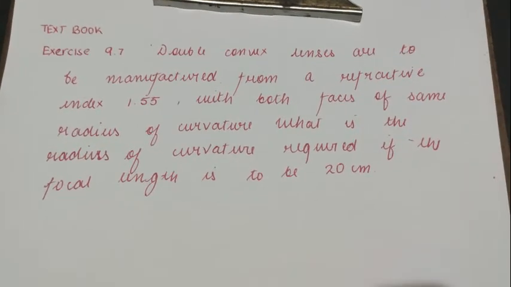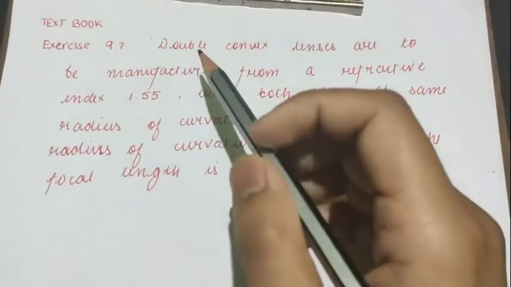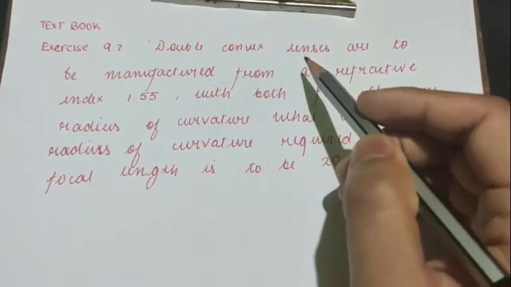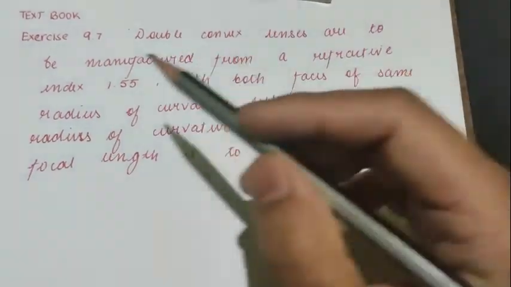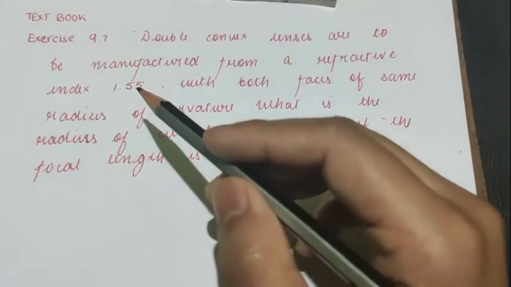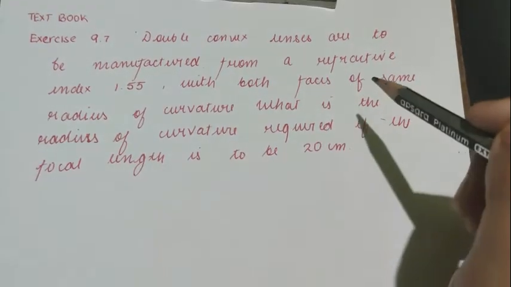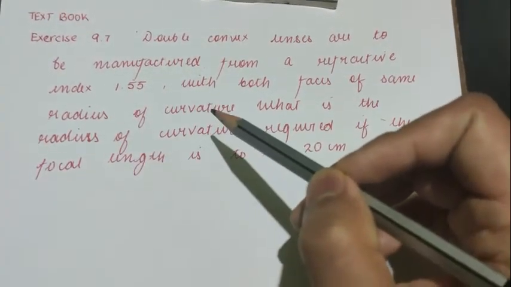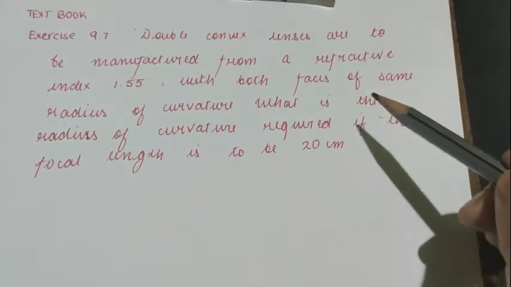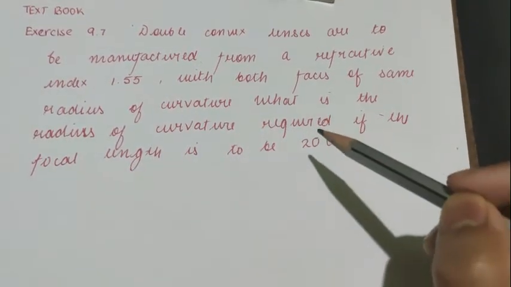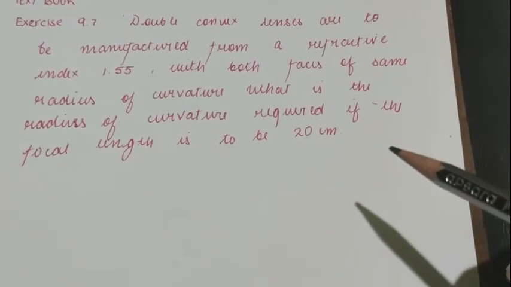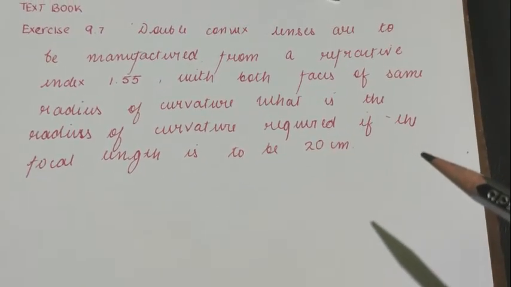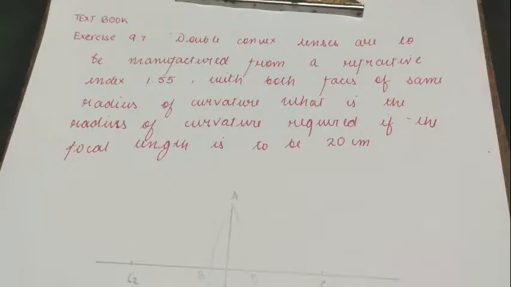Okay, so in our question we have: double convex lenses are to be manufactured from a refractive index 1.55 with both faces of same radius of curvature. What is the radius of curvature required if the focal length is to be 20 centimeter? Okay, so now let us understand the question.